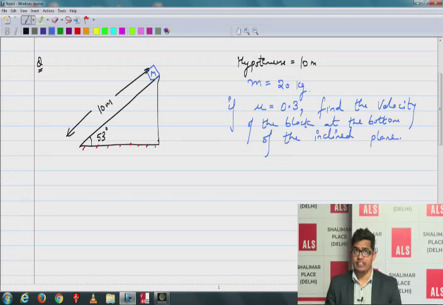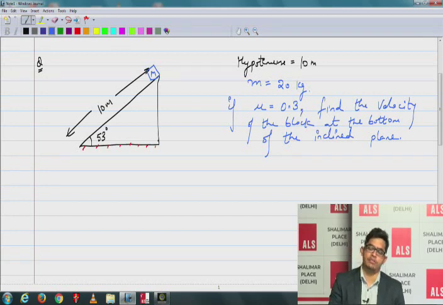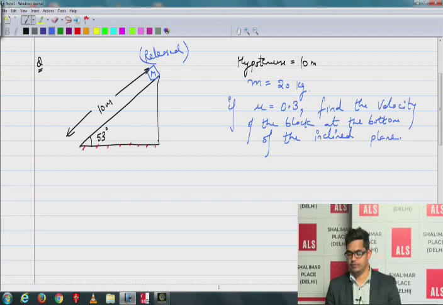If friction is there, then what will be the velocity of the block at the bottom of the inclined plane? Given that we have released the block from the top of the inclined plane.